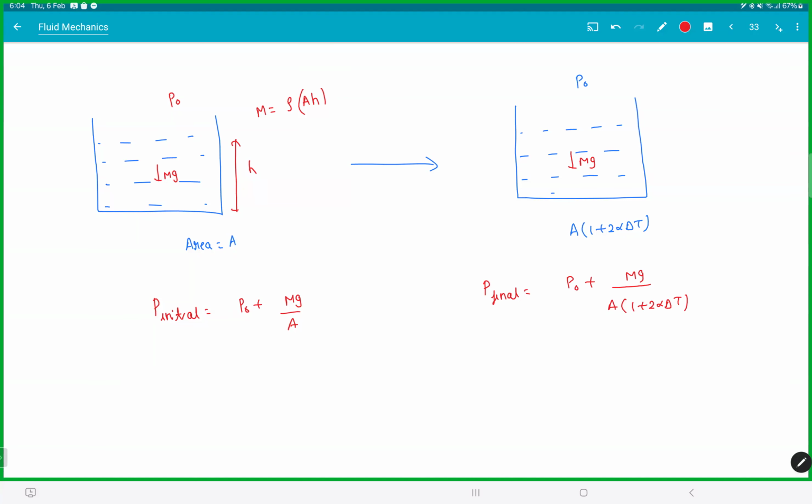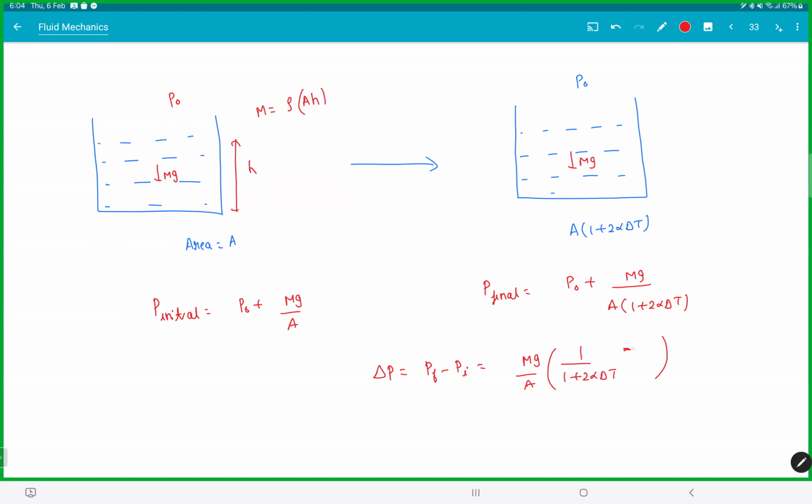Independent of gamma. And that's the best part. It doesn't depend on gamma, you can be sure, because the area always increases if you increase the temperature for a container. So change in pressure delta P is P final minus P initial. Subtract them, P naught will cancel. We will get mg by area times 1 by 1 plus 2 alpha delta T minus 1.